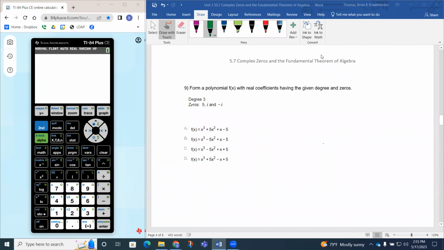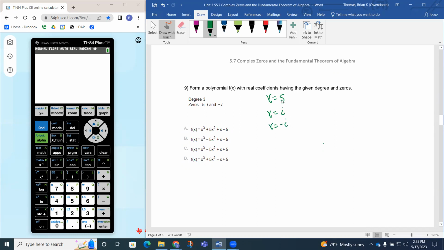So question 9 says, form a polynomial function with the coefficients having the given degree and zeros. We do see it's a degree 3, and the 3 zeros here are 5, i, and negative i, so we don't have to go search for those. Remember, if one of the zeros is 5, that means x equals 5. We also have x equals i, and x equals negative i.